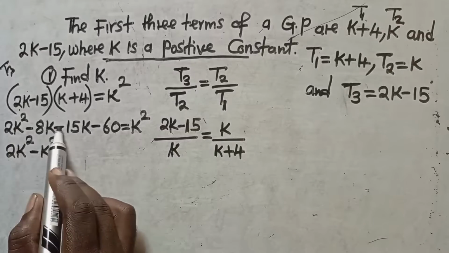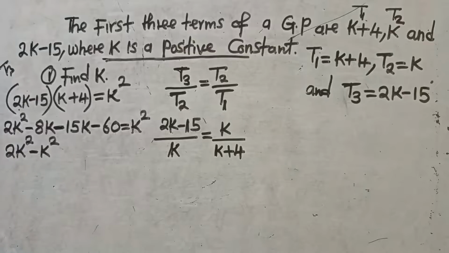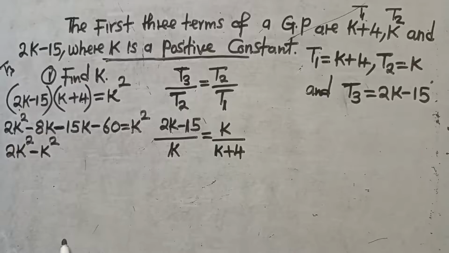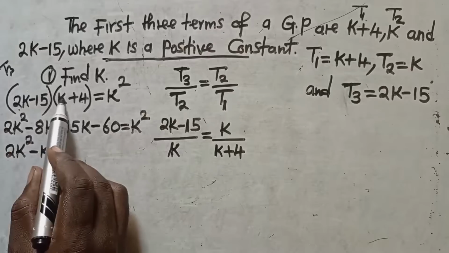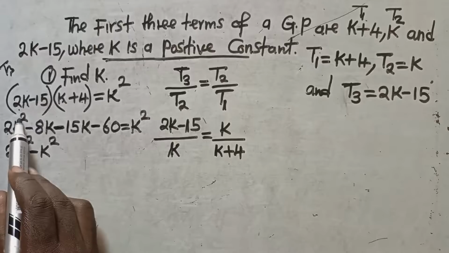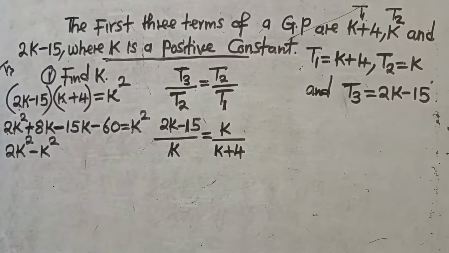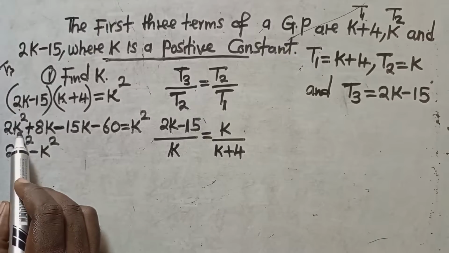Then 8k and negative 15k. What are we doing? We are adding. What are we getting when we add? We are getting negative 7k. So here, 2k times k is 2k squared. 2k times 4, this one was supposed to be positive, so there was a mistake there. Hope you've seen. 2k times k is 2k squared.